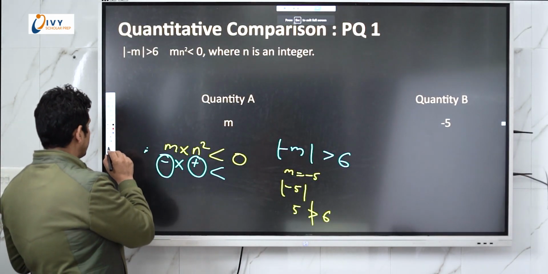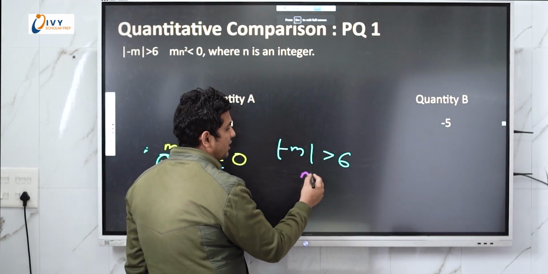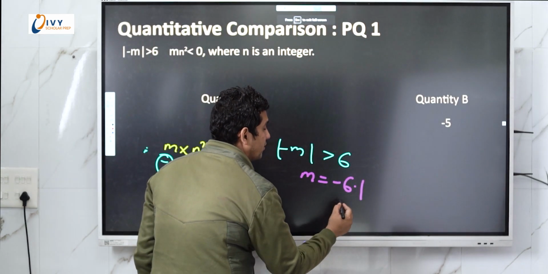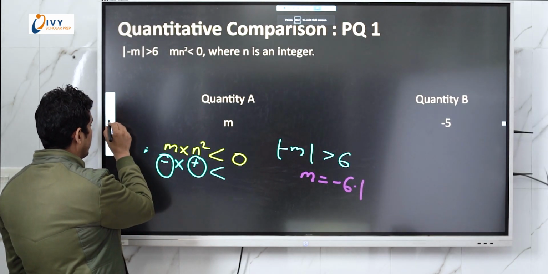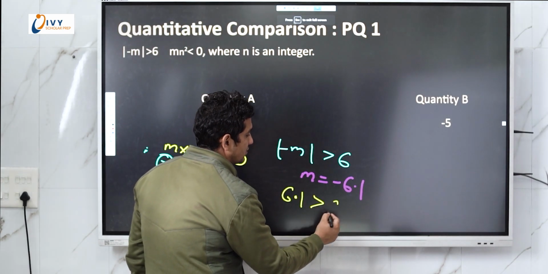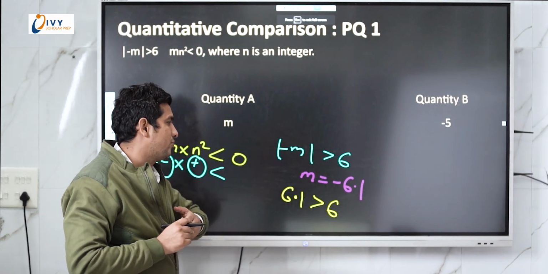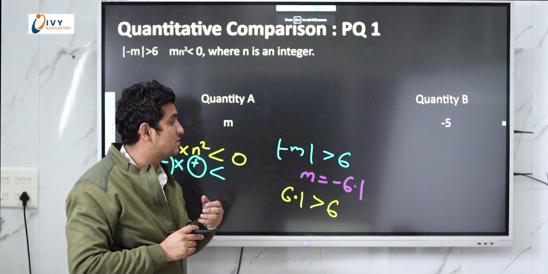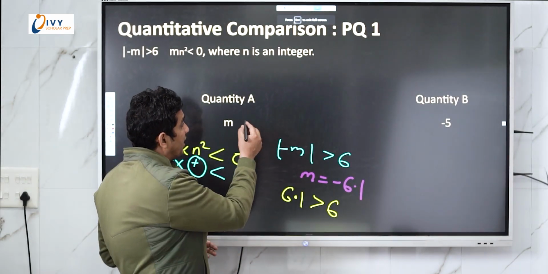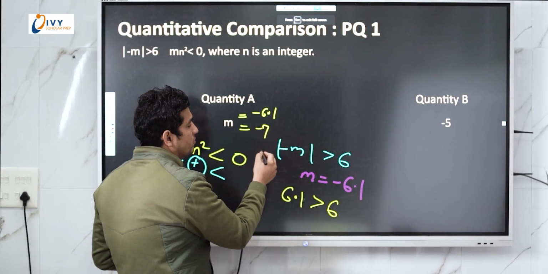Now, can we have another choice? What is the choice we have? We wanted it bigger than 6. So what is the possibility here I can have? I can have m to be minus 6.1. Now, if you have m to be minus 6.1, if you put it here, the result will come 6.1, and that's always going to be greater than 6. So that means m in all the cases has to be, because you want this modulus greater than 6, either 6.1, 6.5, 7, 8, 9 and so on. So the value of m will remain negative: minus 6.1, minus 7 and so on.